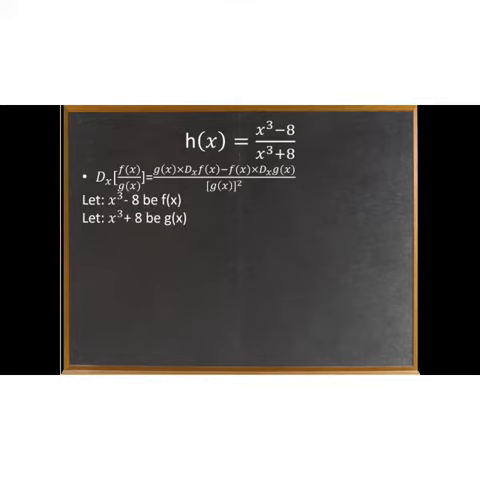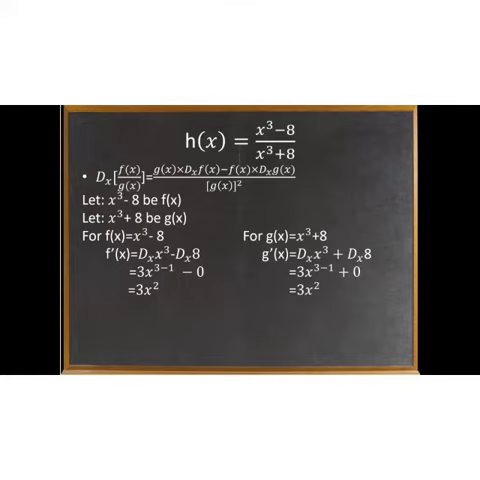So let x cubed minus 8 be f of x, and let x cubed plus 8 be our g of x. Now that we have our values for f of x and g of x, we have to start looking for the values of the derivative of f of x and the derivative of g of x. We are just going to be using the values of f of x and g of x to look for the derivatives.